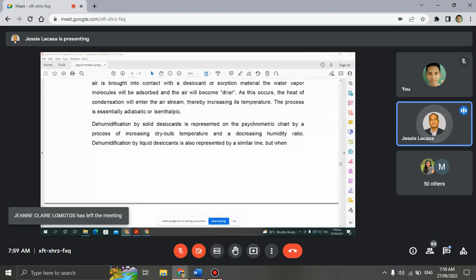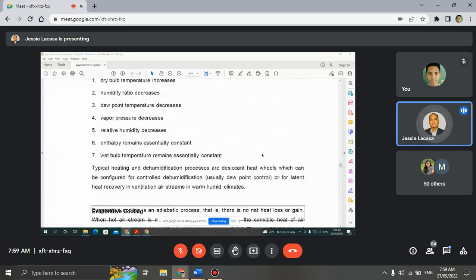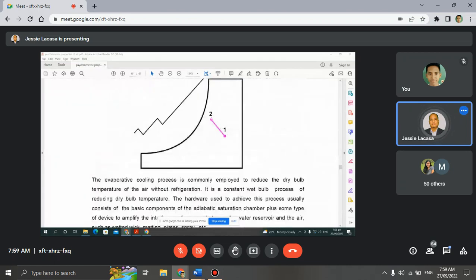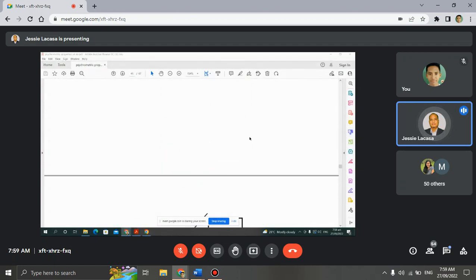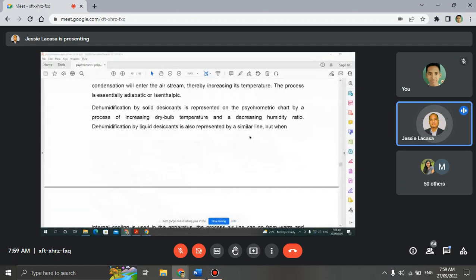So the dehumidification by solid desiccants is represented on the psychrometric chart by a process of increasing dry bulb temperature and decreasing humidity ratio. Looking at the graph, it is the opposite: if this is 1, then this is 2. Its slope is downward going to the right.